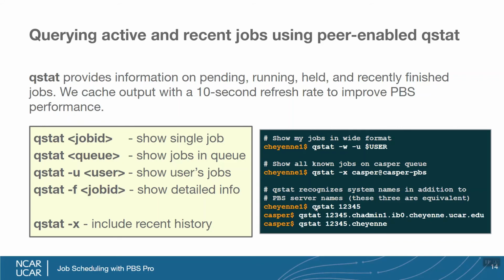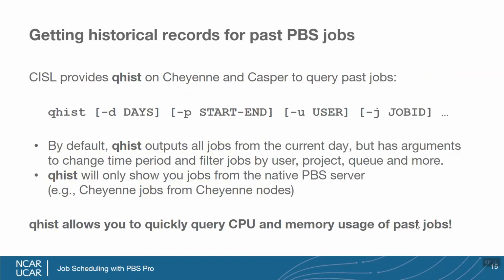One thing that we've added to qstat is that in addition to using the full server name, you can give the system name as well. So these 3 all do the same thing. If I'm on a Cheyenne login node, I can run qstat on this job ID, 12345. Or from Casper, I can query this Cheyenne job by doing 12345 dot and then the server name, or 12345 dot and the system name. And you should note with queues, the server is separated from the queue name with an @, whereas with jobs it's separated with a dot.